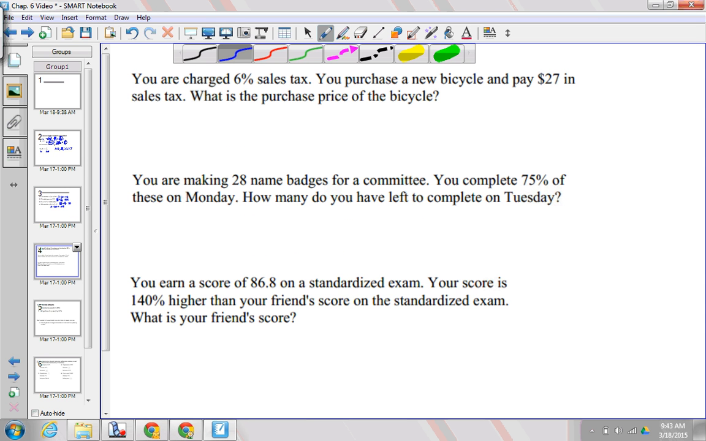Okay, let's do some word problems with percents. Okay, if we're trying to find the purchase price, and we know that 6% is equal to 27, that is our part. So 6 is to 100 as 27 is to the purchase price of the bicycle. Solve the equation and you should be getting $450.